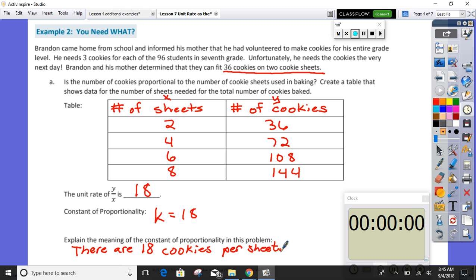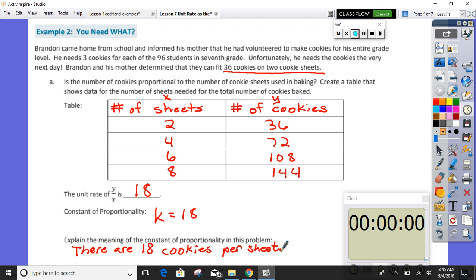Let's talk through that because I think not everybody quite got to that. So Maddie, can you explain the process behind what you did? Well, if you have 3 cookies for every student, we first have to multiply 96 times 3. Okay, so you need to know how many cookies you need altogether.